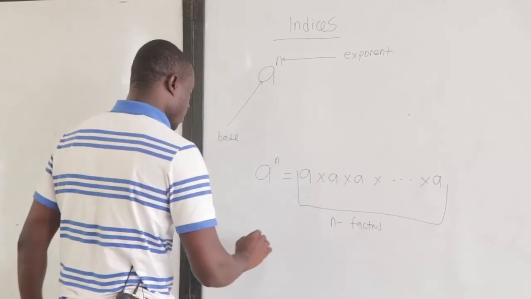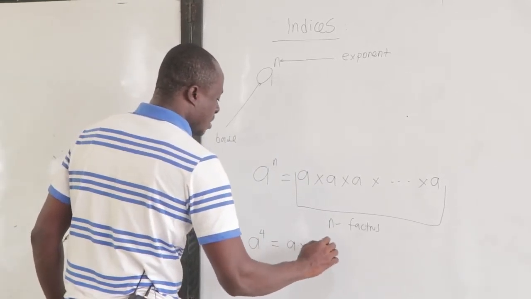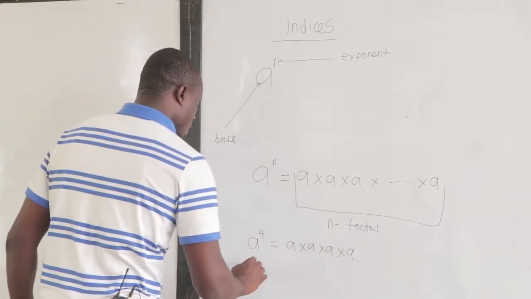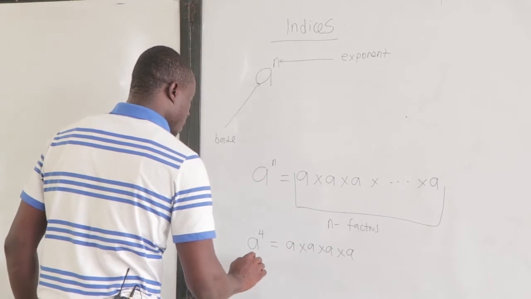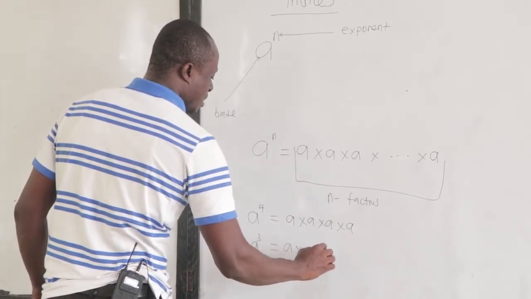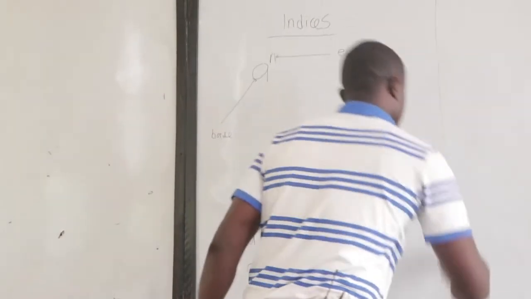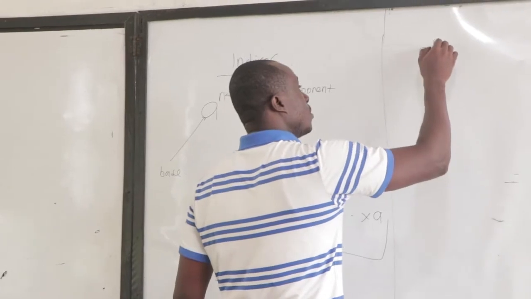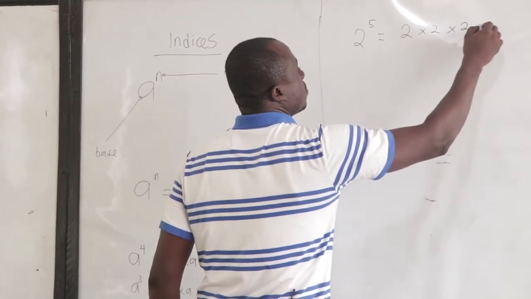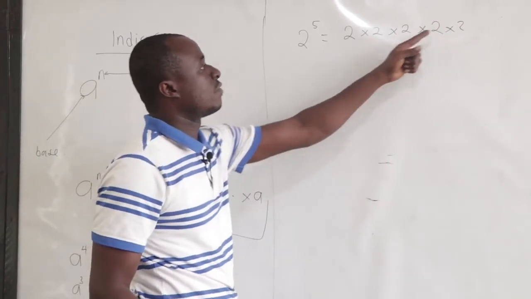So if you have a to the power 4, it means you have a times a times a times a. How many times? 4 times. If you have a to the power 3, this is a times a times a, that is 3 times. And also, if you have 2 to the power 5, that is 2 times 2 times 2 times 2 times 2, that is 5 times. 1, 2, 3, 4, 5.